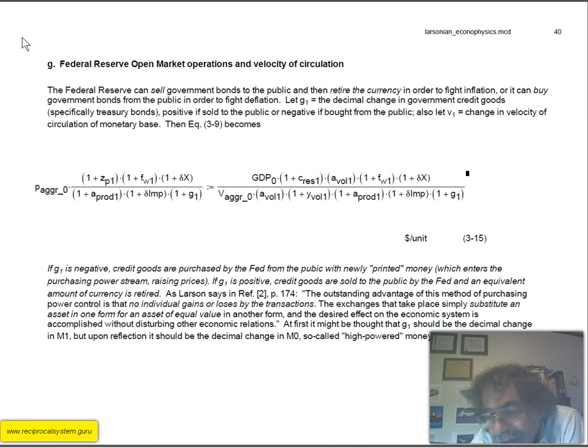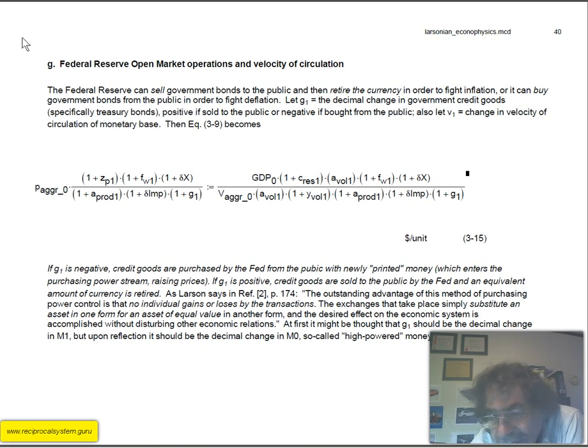As Dewey Larson says in reference to page 174, quote, the outstanding advantage of this method of purchasing power control is that no individual gains or loses by the transactions. Exchanges that take place simply substitute an asset in one form for an asset of equal value in another form, and the desired effect on the economic system is accomplished without disturbing other economic relations, end quote.